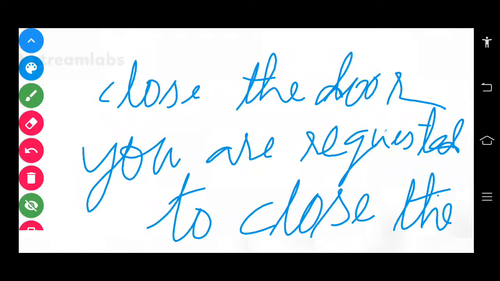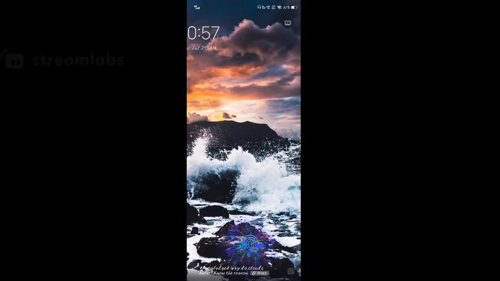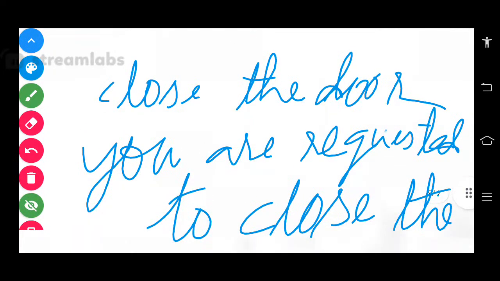Let the door be closed, that's correct. But when the imperative sentence is used like a request, in that case we have to make the passive sentence: instead of let the door be closed, you are requested to close the door. Clear?